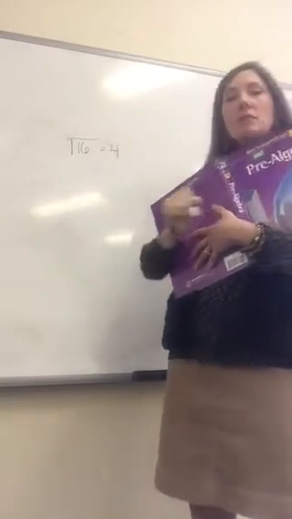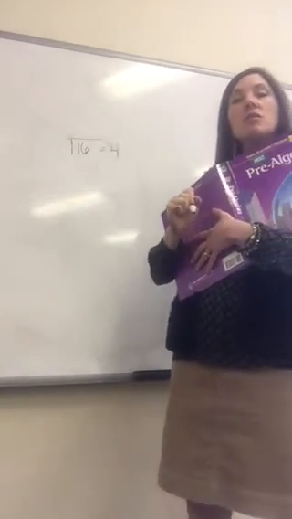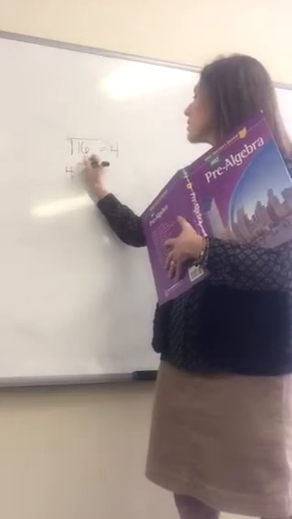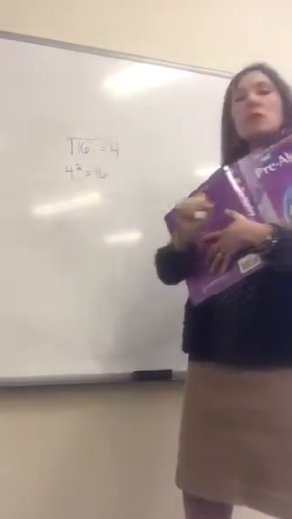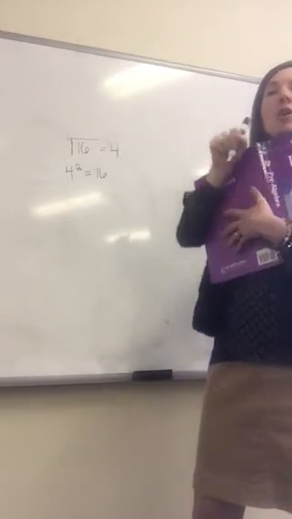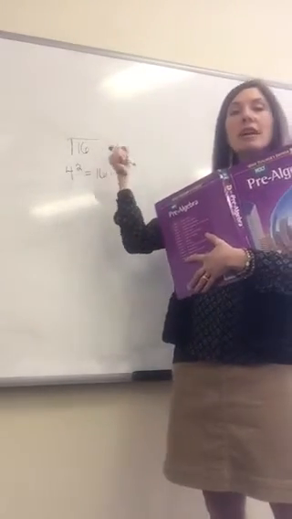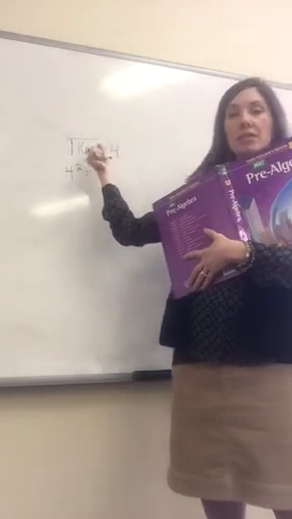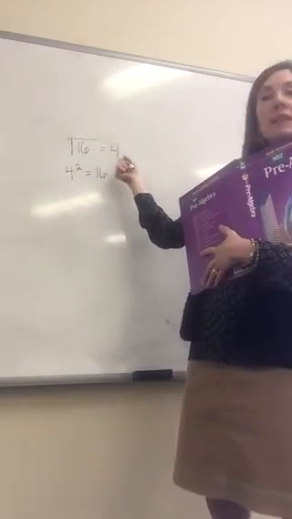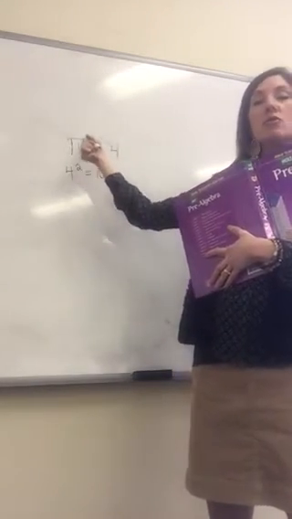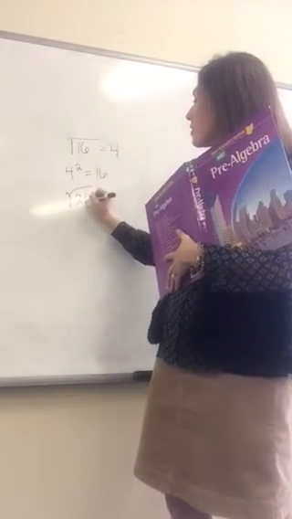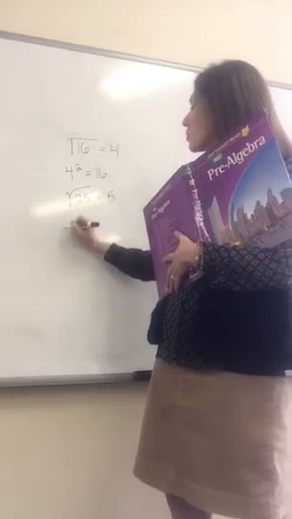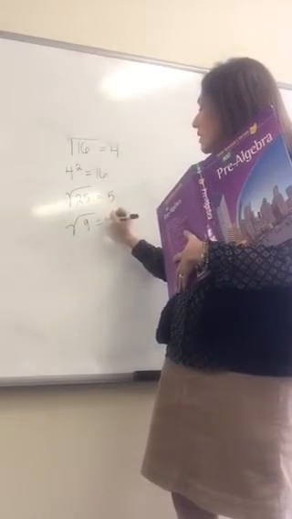Now let's think about what I mean by working backwards. If we wanted to know what 4 squared was, we would say 4 times 4 equals 16. But when we want to find the square root of a number, that's where we're doing the backwards work. We're saying what times itself equals that. So 4 times itself equals 16. Therefore, the square root of 16 is 4. The square root of 25 would be 5. The square root of 9 would be 3.